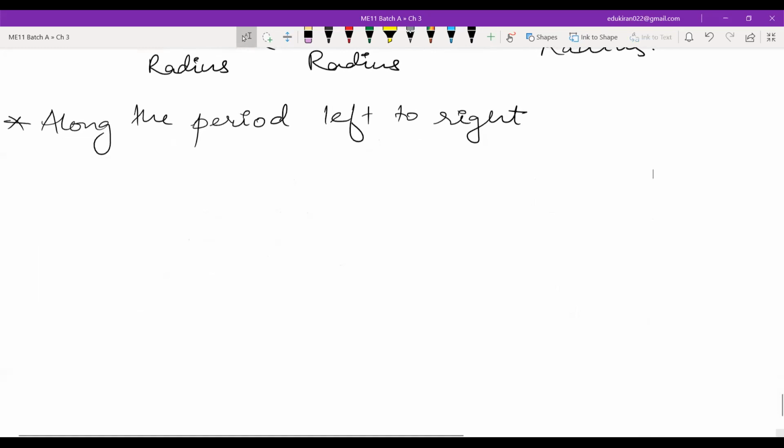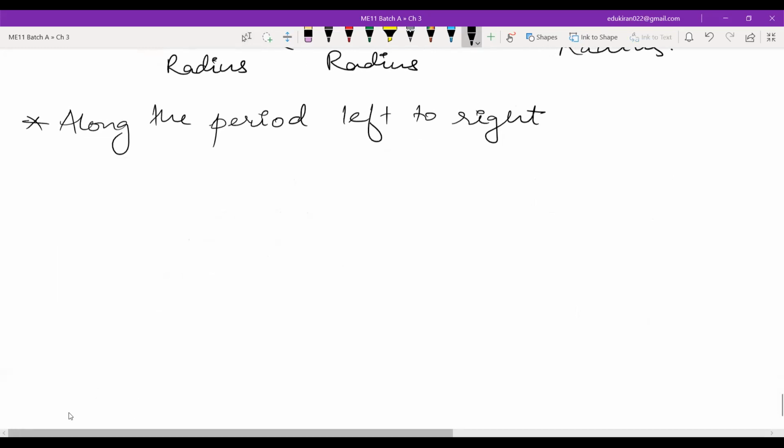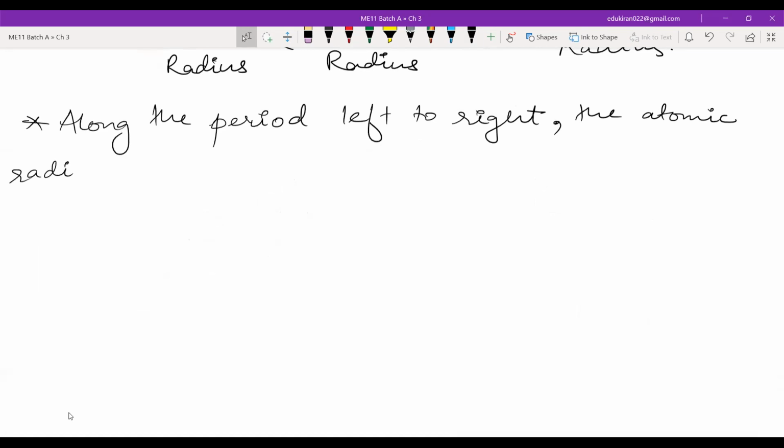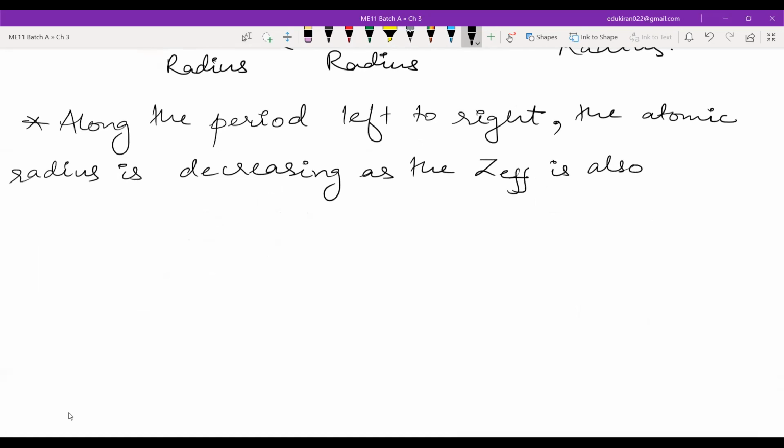So along the period, from left to right, the atomic radius is decreasing, as the Z effective is increasing. That means atomic radius is inversely proportional to Z effective.